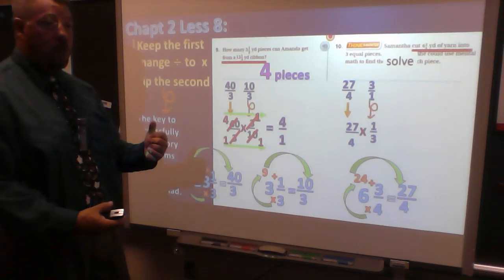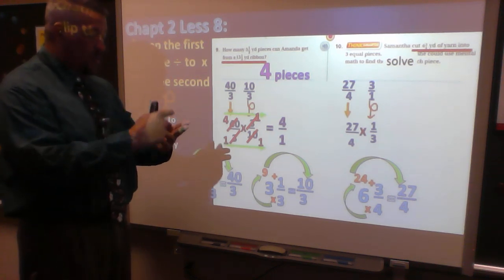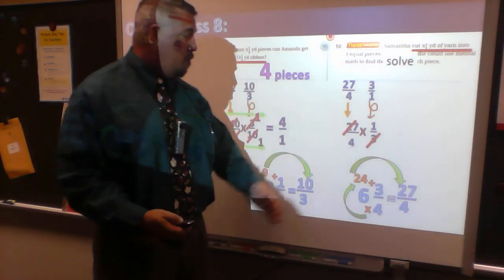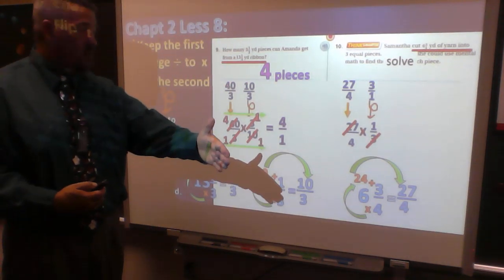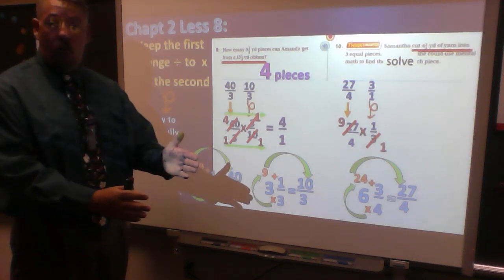I know that because of my divisibility rules from the very first lesson of the year: 2 plus 7 is 9, and 3 goes into 9 evenly. So I am going to cross reduce by my 3's. 3 goes into 3 once, and 3 goes into 27 9 times.